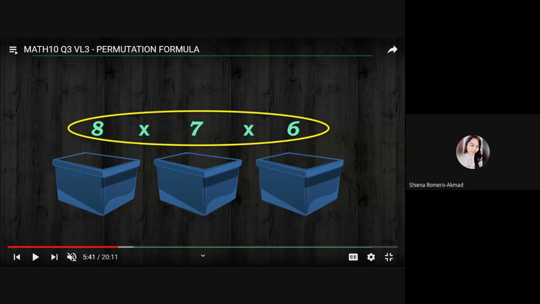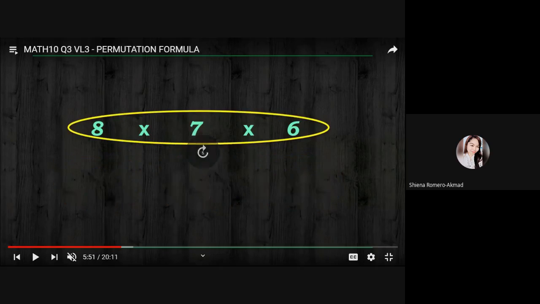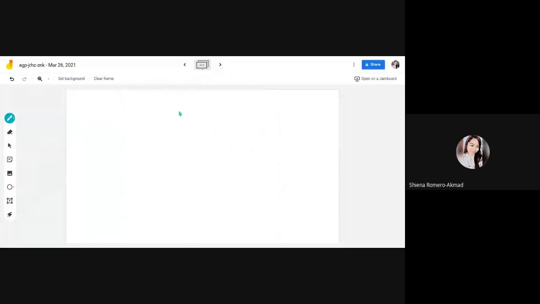When you look at 8 times 7 times 6, we can also write this in factorial form. How can we write this as a factorial? It only goes down to 6, so what is missing? If we rewrite this, wait, let me take a screen capture. Then let's have this.